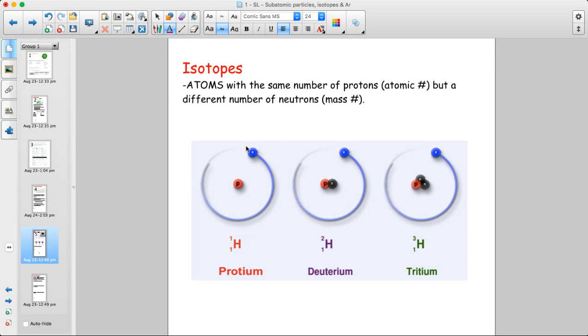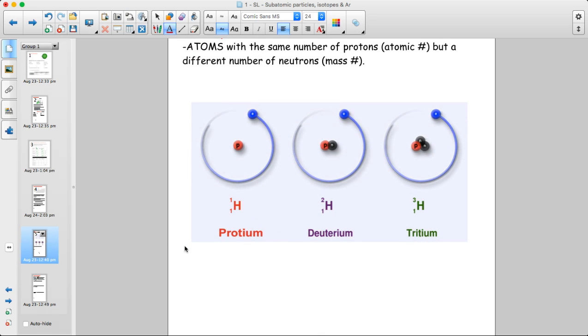Okay? So, for example, hydrogen has 3 different isotopes it can exist at. The normal version of hydrogen, by far the most common version of hydrogen, is just hydrogen that has 1 proton in its nucleus and no neutrons. But there are 2 other forms of hydrogen that can exist where there's 1 neutron and 2 neutrons. So what changes is the mass number. Okay? In terms of properties, the only difference between isotopes really are physical properties.